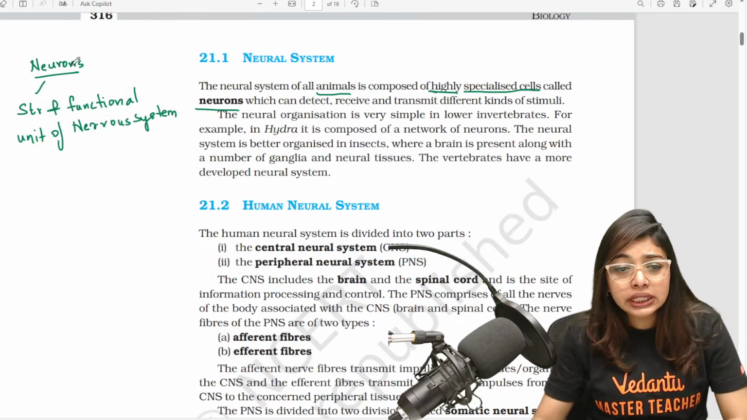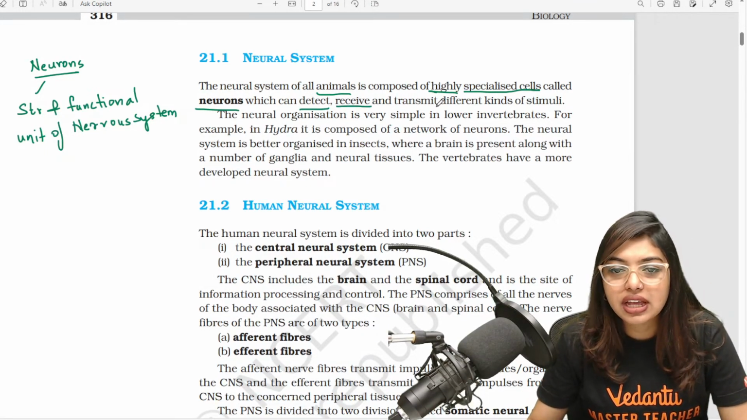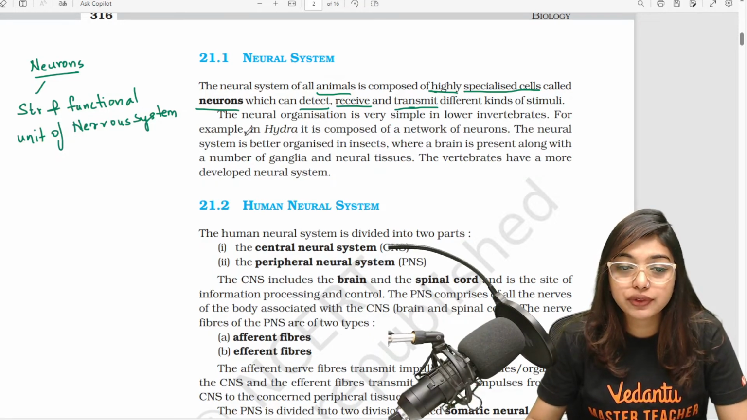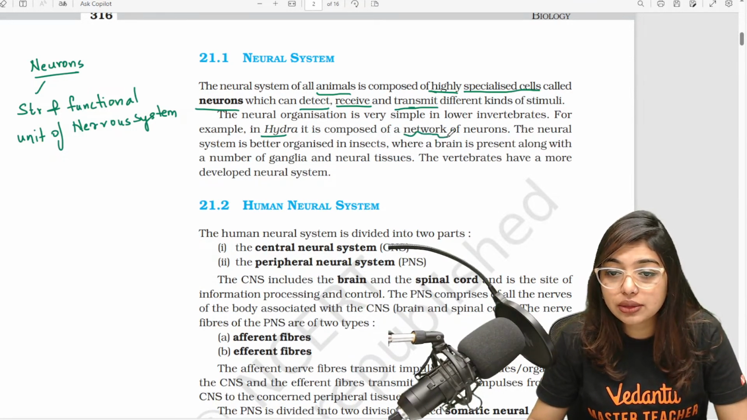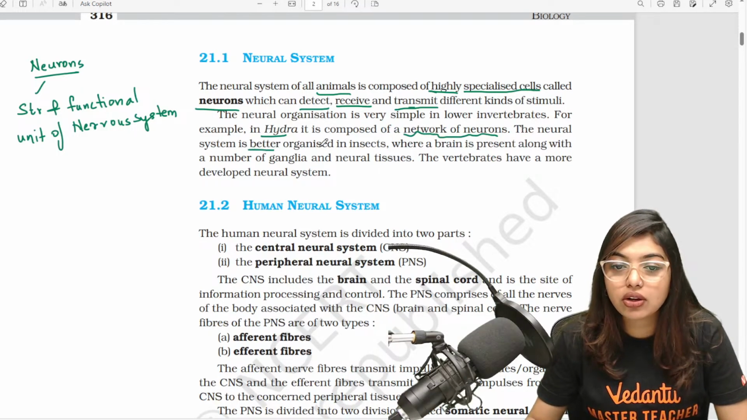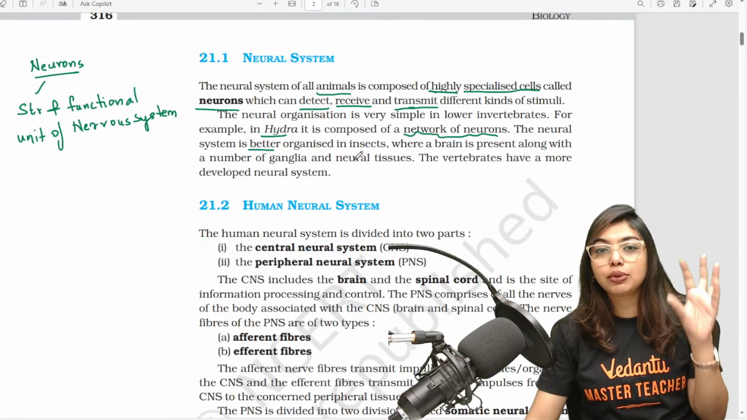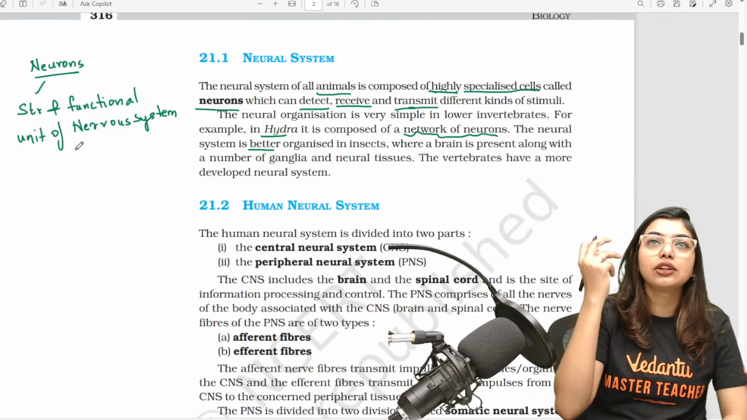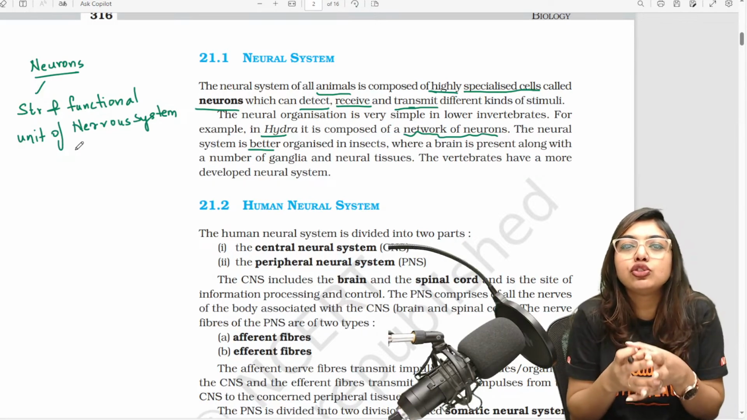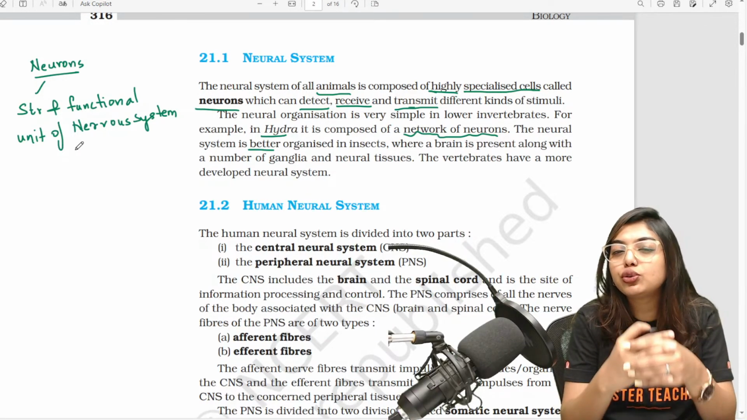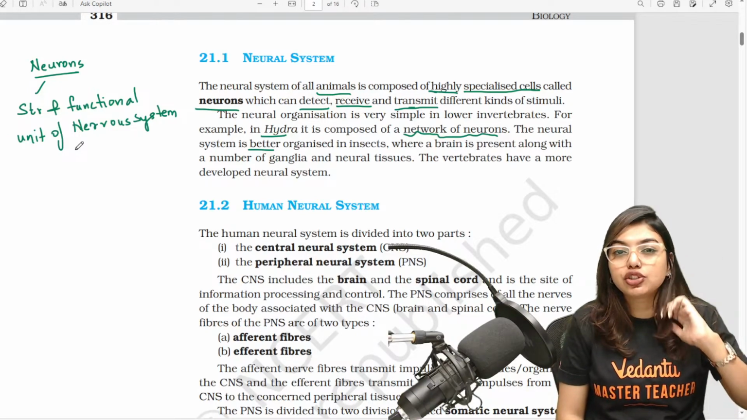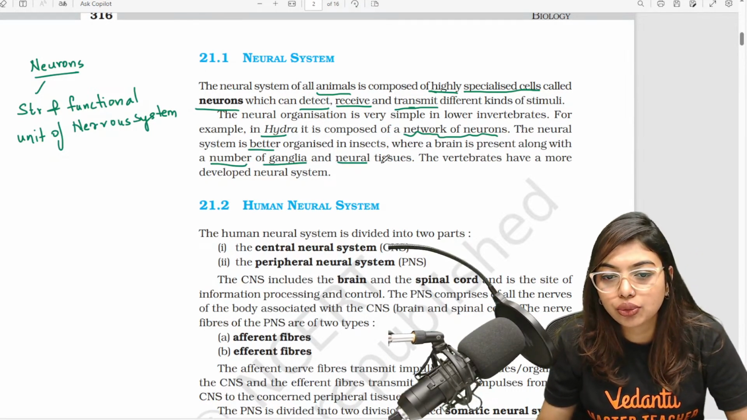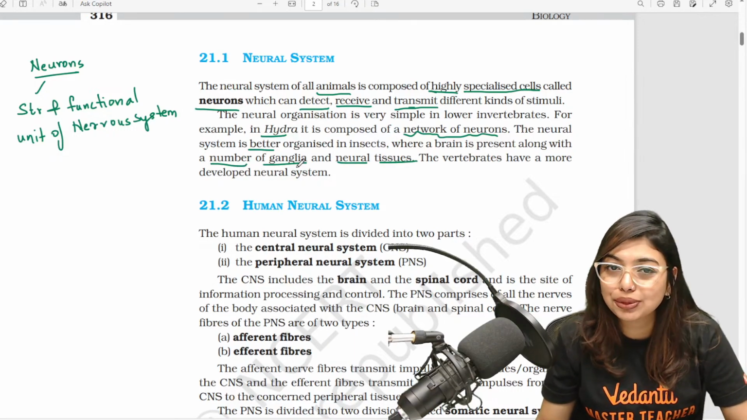These neurons can detect, receive and transmit different kinds of stimuli. The neural coordination is very simple in lower vertebrates. For example, in Hydra, it is composed of a network of neurons. The neural system is better organized in insects where a brain is present along with a number of ganglia. Now, when I taught you cockroach, I have spoken about supraesophageal ganglion, subesophageal ganglion. What are they? They are just a group of cell bodies who are going to do some function, telling that, hey, I'm going to take up the job of the brain and I'm going to do this function. So a number of ganglia and neural tissues. The vertebrates have a more developed neural system.